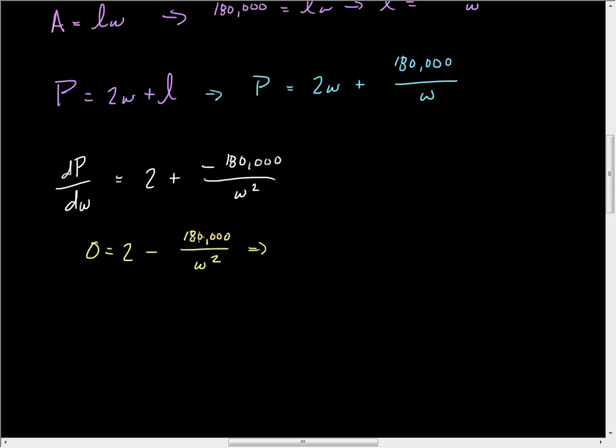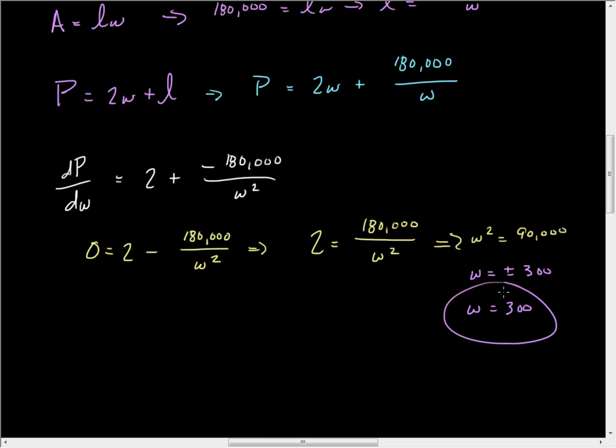Well, that means that we have 2 is equal to 180,000 over W squared, which means if we go ahead and multiply by W squared and divide by 2, then that also implies that W squared is equal to 90,000. Okay, so if we take the square root, W then is equal to plus or minus 300, but negative 300 doesn't make any sense, and so W just is equal to 300.